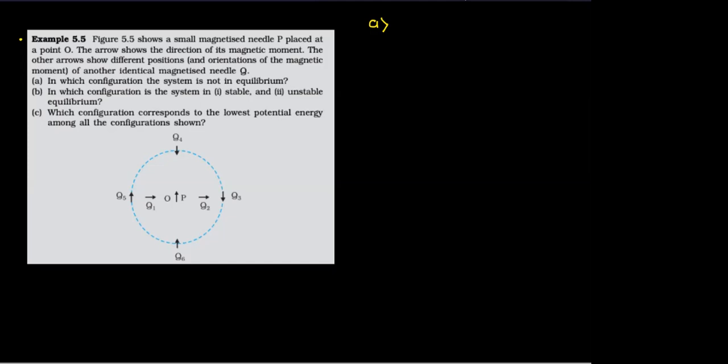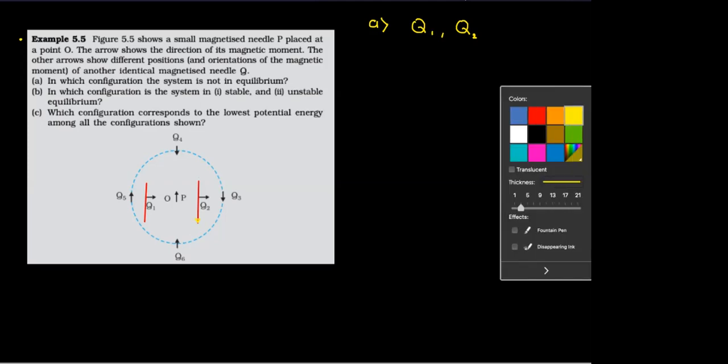Answer for the first one. Which configuration is not in equilibrium? 1 and 2, everybody? So that's correct. Why is it 1 and 2, everyone? Theta is not 0 or 180. It's 90 basically. So the magnetic field due to P over Q2, it is in which direction? Downwards? Here also downwards, isn't it? It's like this, that's why. Solve the B part.